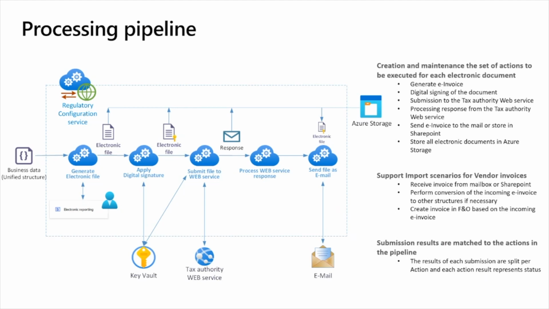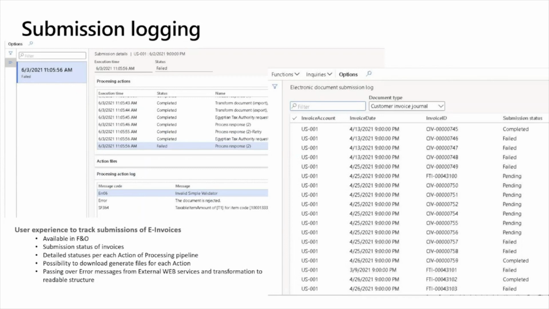Besides that, all the submission results are returned back to the F&O client, and depending on the setup on the F&O side, the corresponding tables and trackers, for example journals, can be updated with certain information that will be sent back to your F&O. Also in F&O, you can download the files generated during processing pipeline execution. The next thing is how submission logging works in F&O. On the next slide there are a few screenshots, but we will see that in F&O as well during our demo.